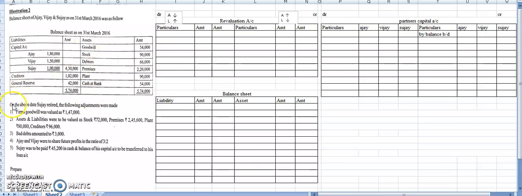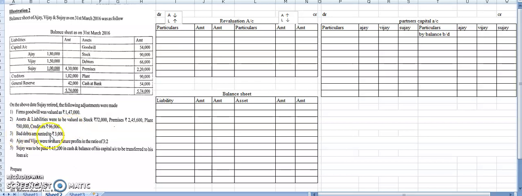So we will read the adjustment part. On the above date, Sujay retires. The following adjustments were made. Firm's goodwill was valued at rupees 1,47,000. Assets and liabilities were to be valued as stock 72,000, premises 2,45,600, plant 80,000, creditors 96,000. So these are the assets and liabilities which were revalued.